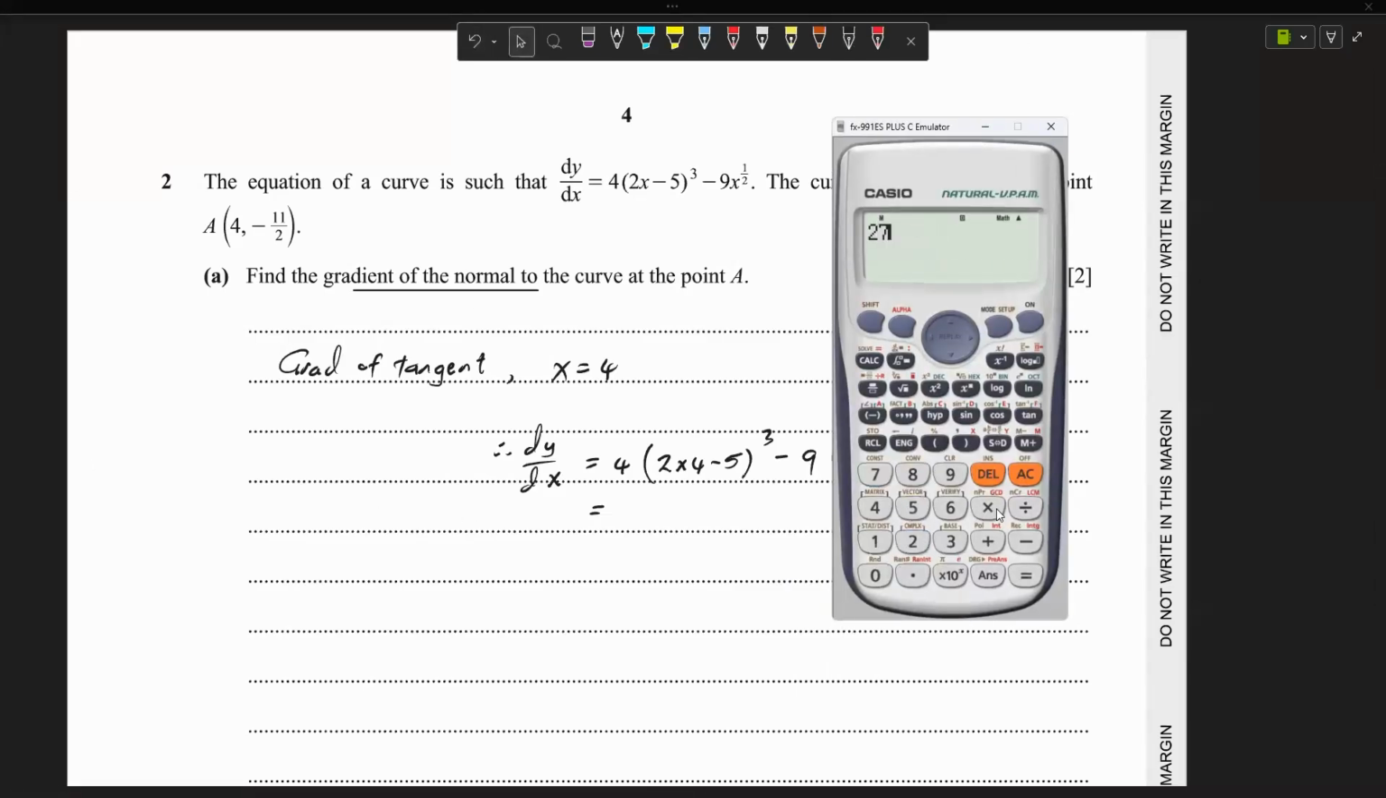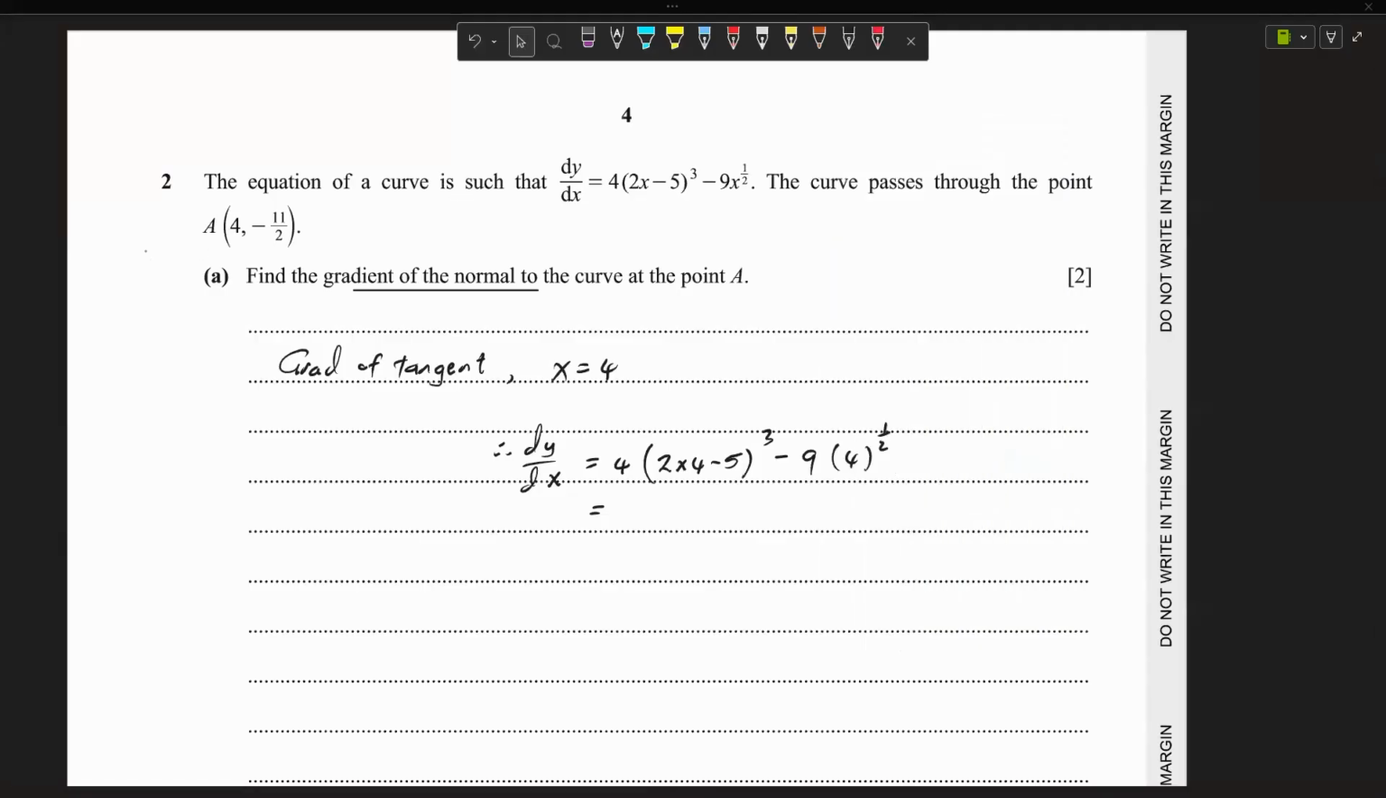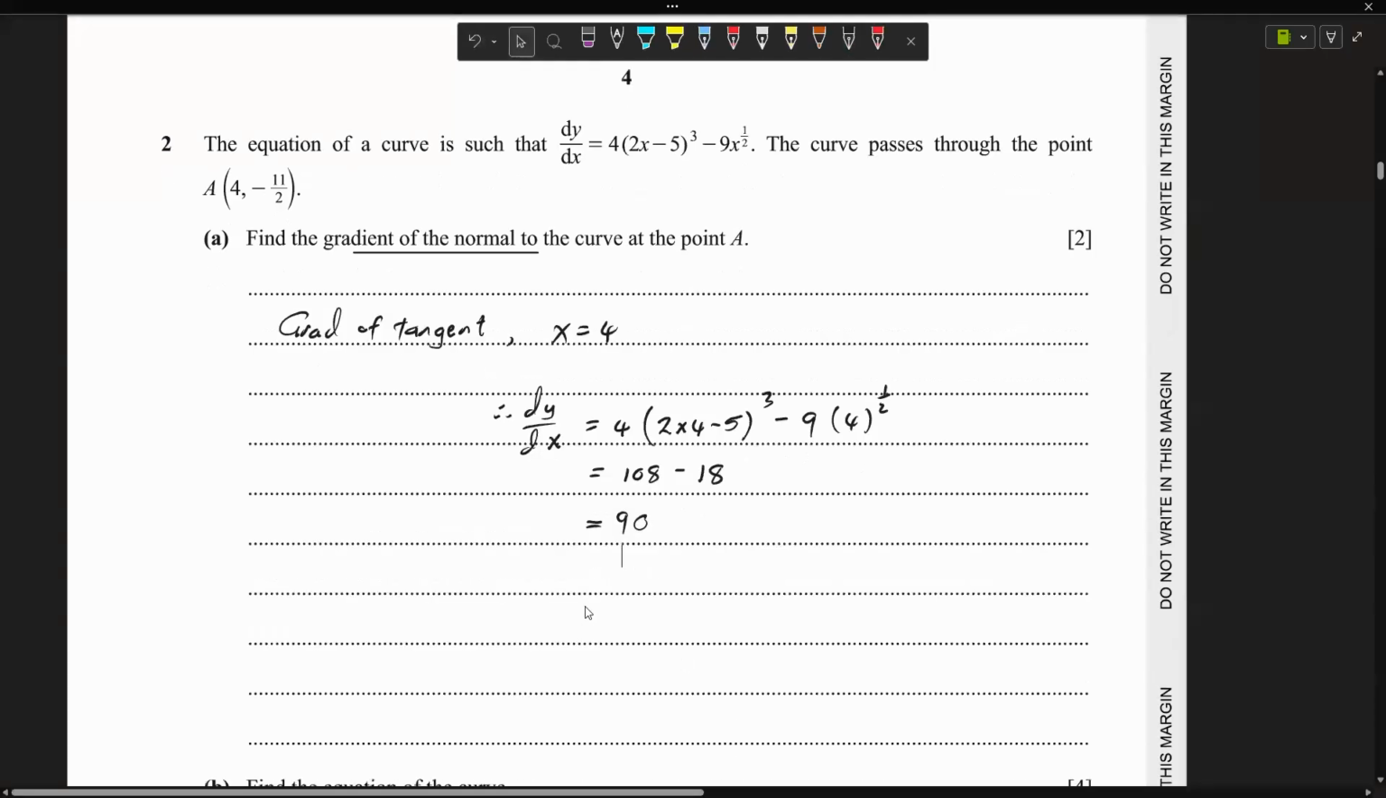Okay, 27 times 4 is 108. So we have 108 minus 9 times 2, basically, so times 18. And we should get dy by dx to be 90 here. So 90 is the gradient of the tangent.